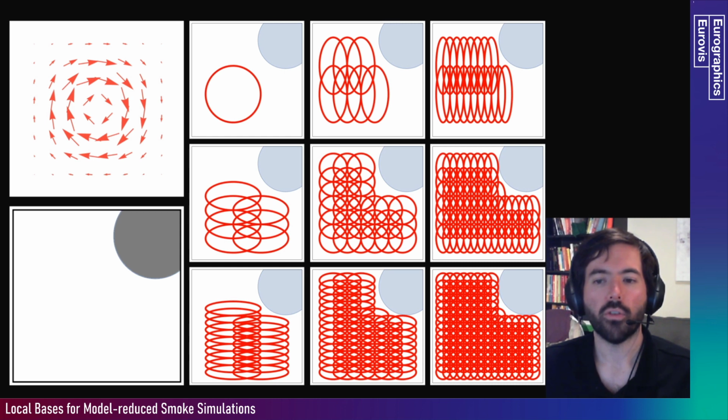Having this finite support for each basis function has many advantages. First of all, it gives meaning to the coefficients of the basis, since we know that changing the coefficient of one of the basis functions will only have an effect on a given region and a given scale of the simulation. So it gives us a lot of intuitive control over the simulation.